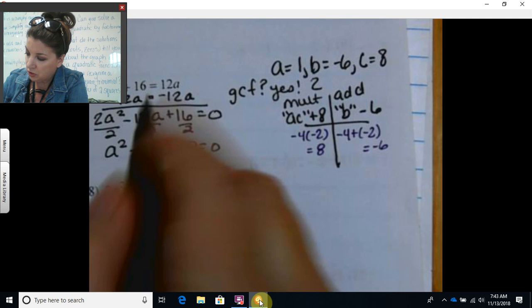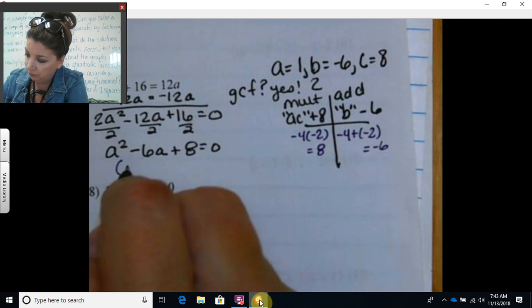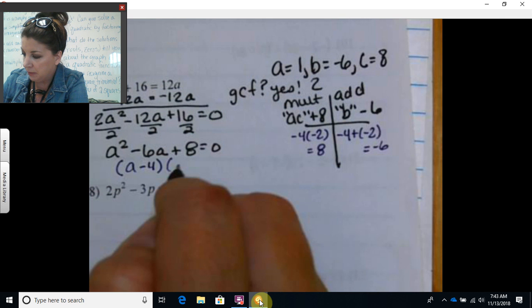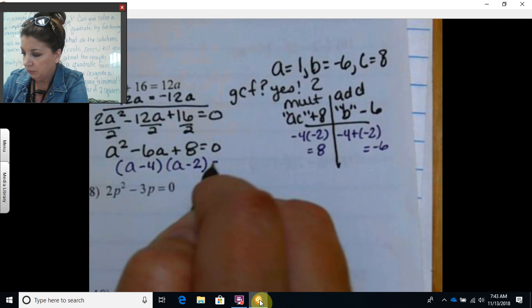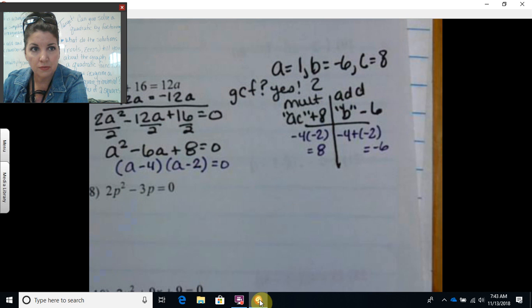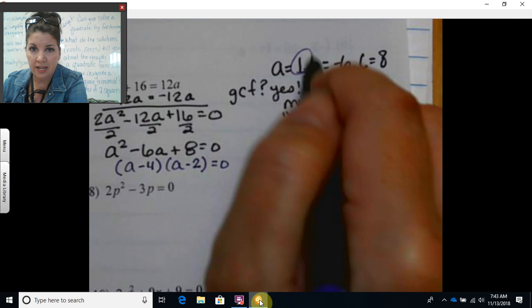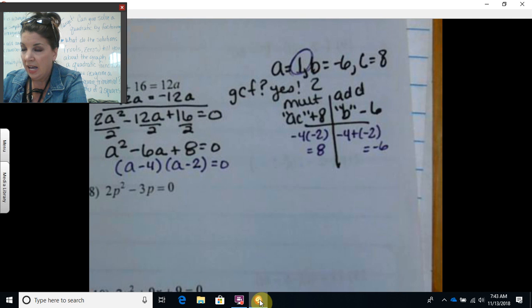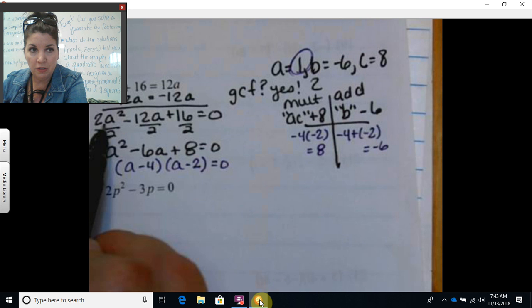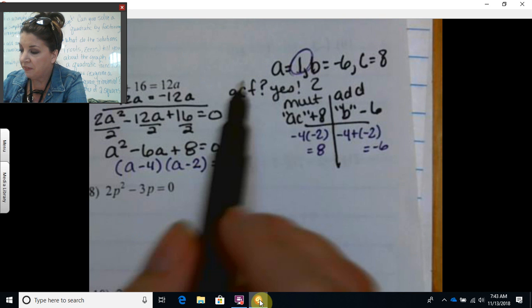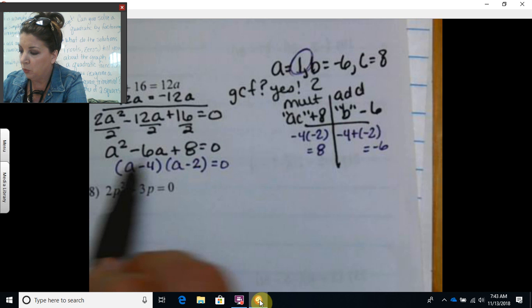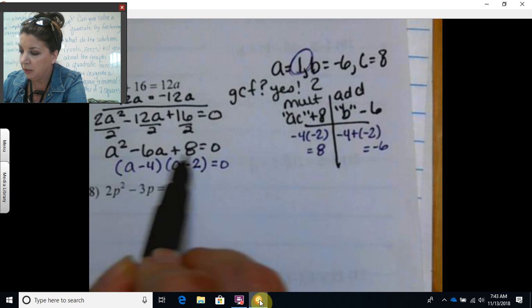So I'll have a minus 4 times a minus 2 equals 0. Again, I divide and slide by A. A from the T-chart is 1. The original A was 2. If you divide by 2, your answer is not going to be correct. We're not factoring that original problem anymore. We are factoring a squared minus 6a plus 8.